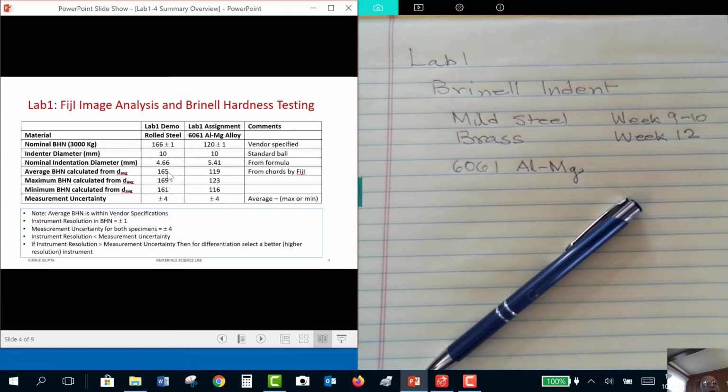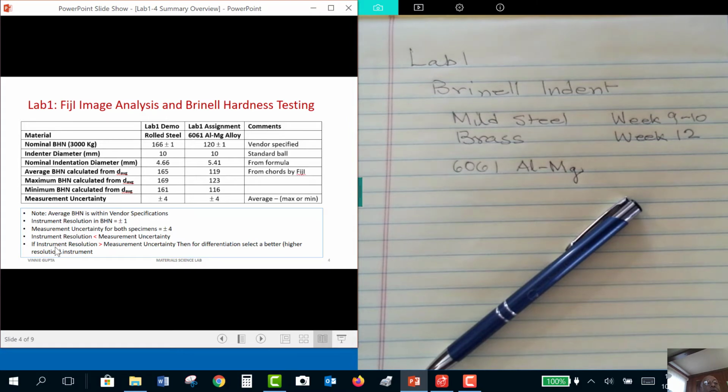We found out that average BHN calculated from D average was 165. Maximum and minimum were 169 to 161. So our measurement uncertainty is plus minus 4, half of this range. Same thing here, half of this range. So notice our average BHN that we found was within vendor specifications. The instrument resolution is plus minus 1, as we just discussed. Our measurement uncertainty for both is plus minus 4. So we find that our instrument resolution is less than measurement uncertainty. And that is what it should be.